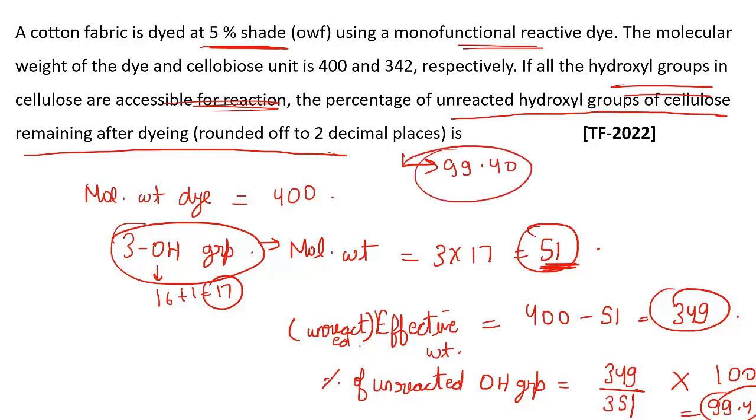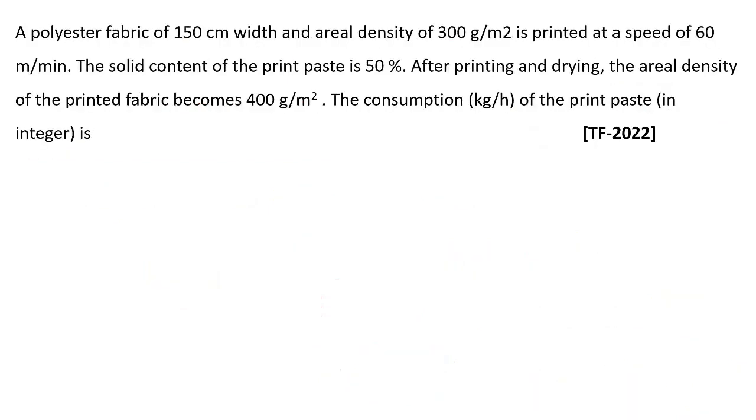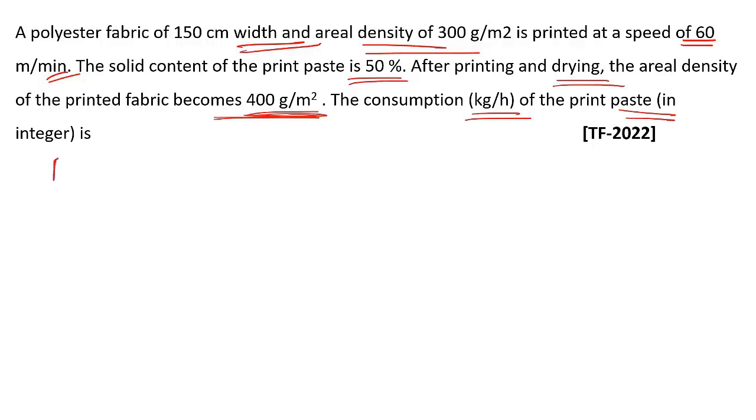Now coming on to the next question. A polyester fabric of 150 centimeter width and aerial density of 300 gram per meter square is printed at the speed of 60 meter per minute. The solid content of the print paste is 50%. After printing and drying, the aerial density of the printed fabric becomes 400 gram per meter square. The consumption in kg per hour of the print paste in integer is. So you need to find the production rate first.